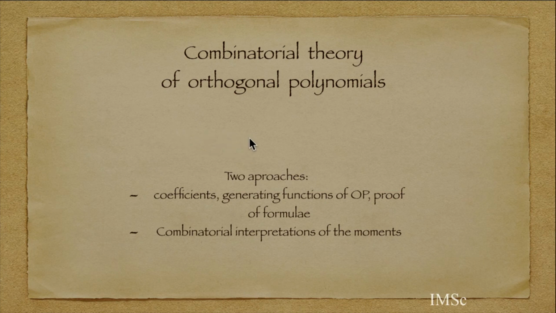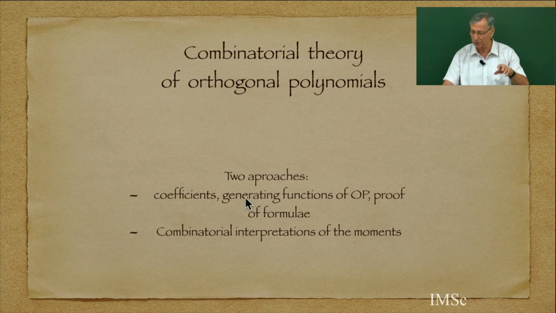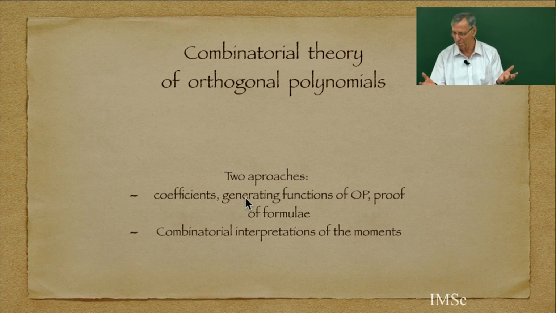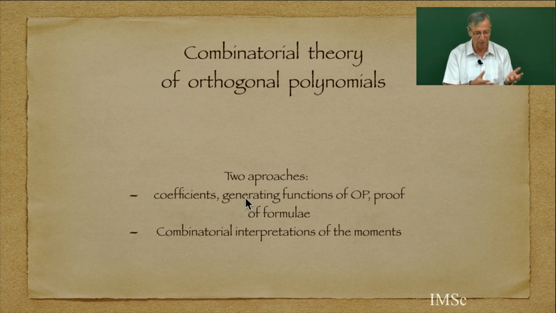And so the combinatorial theory of orthogonal polynomials, there are 2 approaches. One approach is starting from the polynomials themselves, the coefficients, the generating function, etc. So as we have seen, we have interpreted Hermite, Laguerre, and Chebyshev, as we have interpreted the coefficients of the polynomial. And so maybe there is some classical formula on this set of polynomials. So the formula comes from a certain bijection, a certain combinatorial algorithm, from the interpretation of the coefficients.